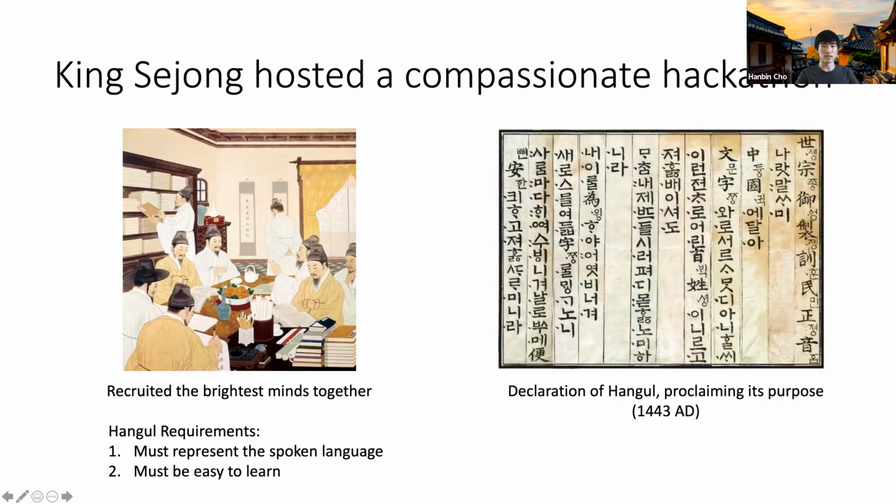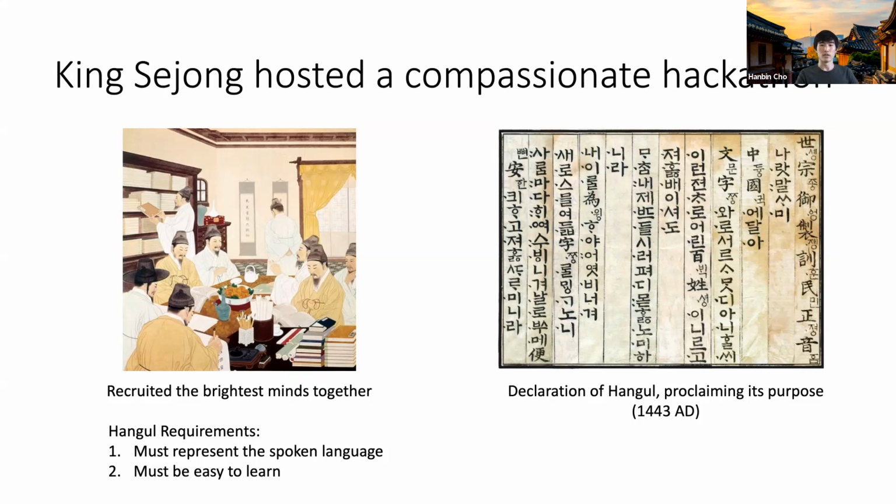So this is the declaration of Hangul. You can still see some Chinese characters here, but this is the early prototype of the Korean writing system. It is significant because it proclaims the purpose of the Korean language. I will share the translation with you.